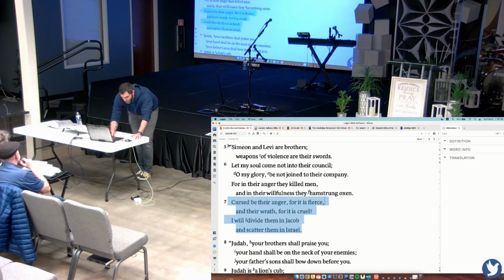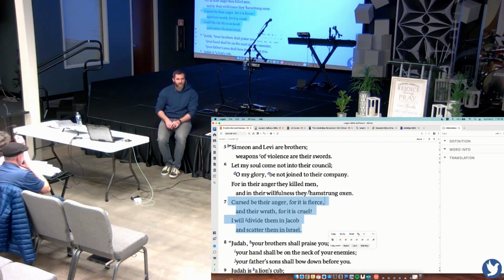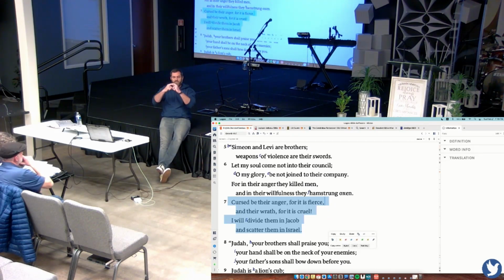Cursed be their anger, for it is fierce, and their wrath, for it is cruel. I will divide them in Jacob and scatter them in Israel. So when we see the 12 tribes get their inheritance in Joshua, Simeon is going to get a small little piece of land completely surrounded by Judah. And as the biblical story goes on, they just sort of disseminate into the rest of the tribes. They sort of disappear. They're not really talked about much.